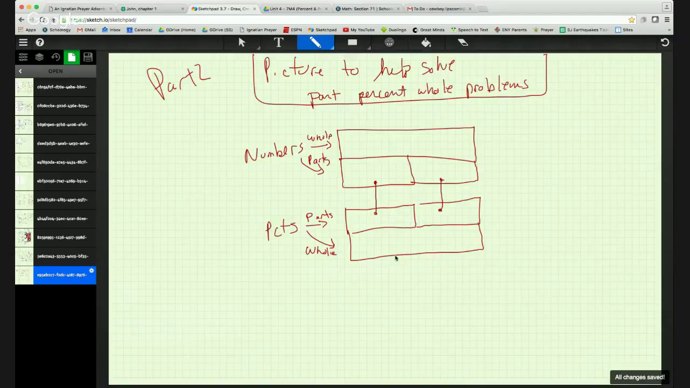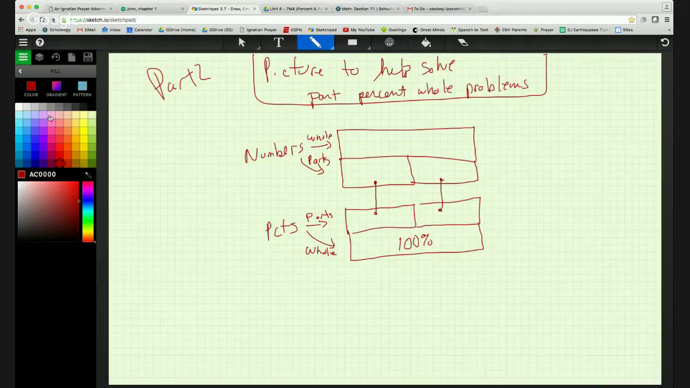Okay, a whole, and we discussed this in 7M4 lesson 1. Our whole for a percent is always 100%. This represents, so let's go into a mode where we start labeling some things. 100% is all.